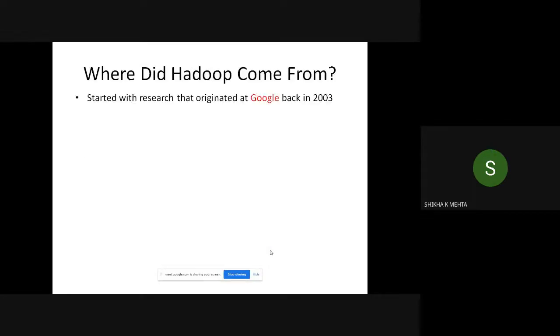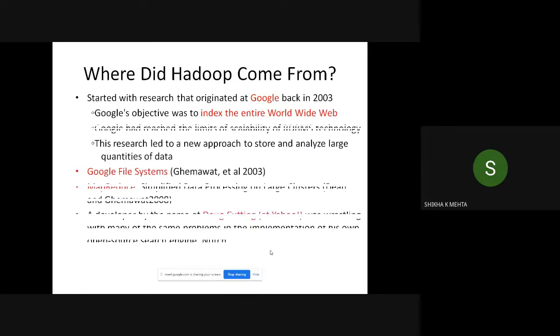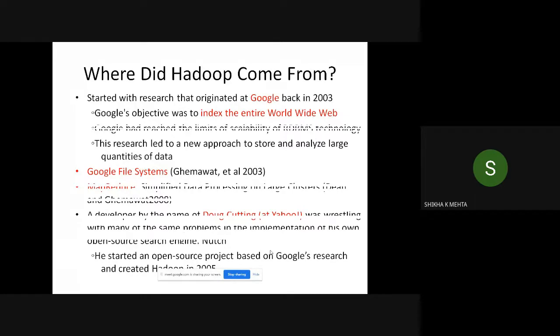So as I have already told you, where did Hadoop come from? It started with the research that originated at Google, and based on that, a developer from Yahoo, Doug Cutting, developed Hadoop.